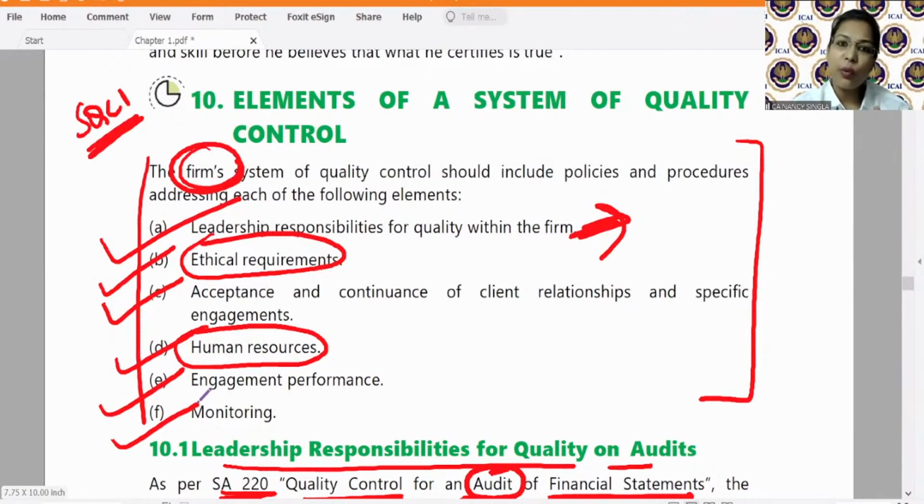This is the way to determine whether acceptance and continuance should be there or not. With respect to human resources, engagement, performance, monitoring, these are the policies and procedures which need to be followed.